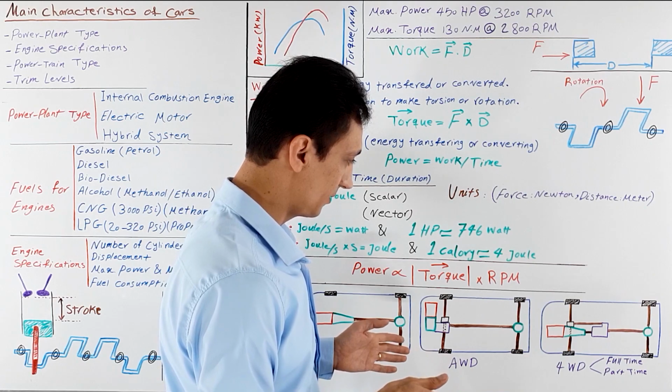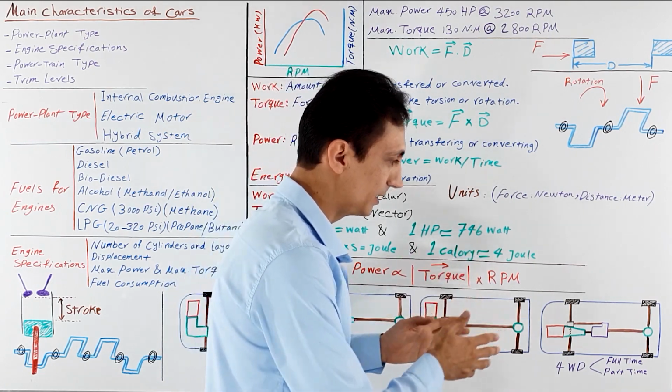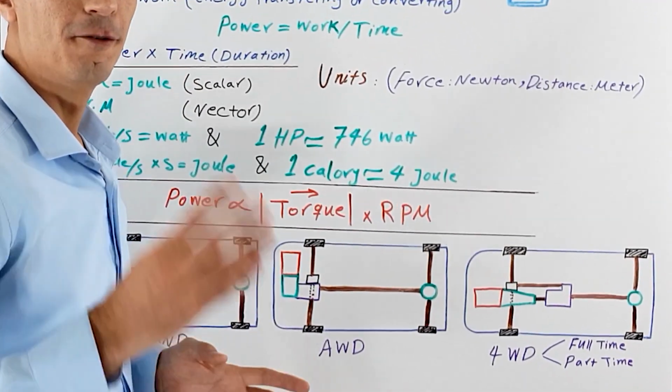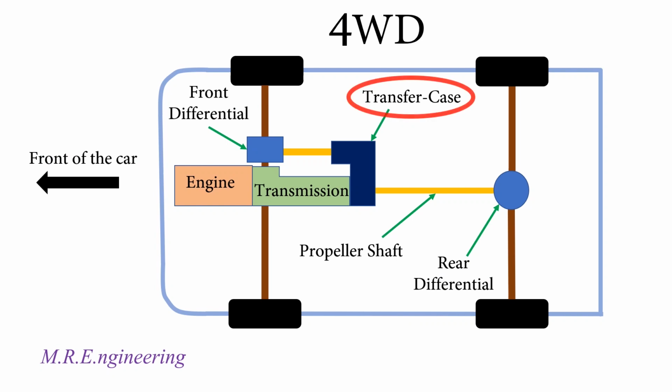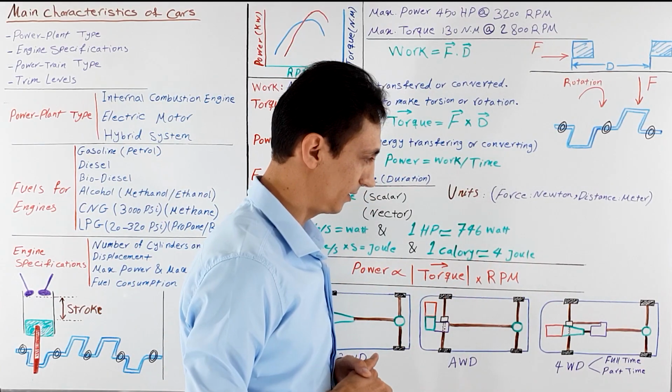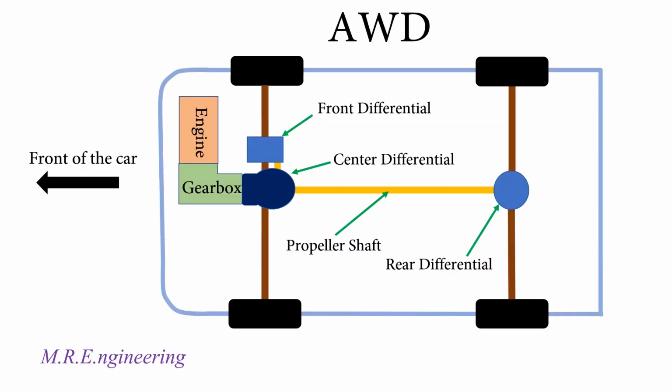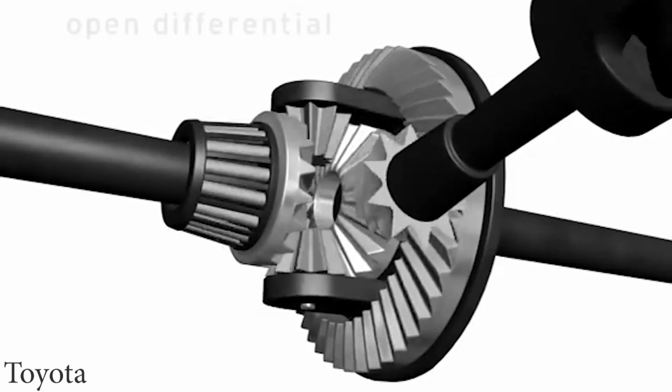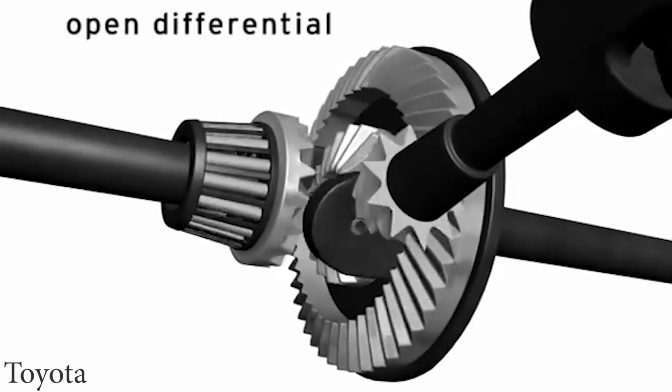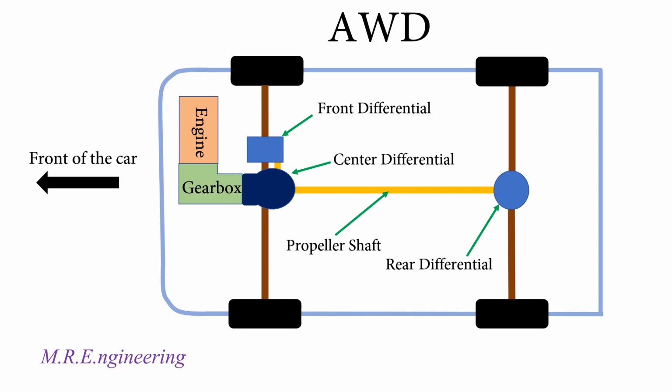But what is the difference between all-wheel drive and four-wheel drive system for a car with four wheels? The difference resides in a component called transfer case. I'll explain in the following. Early all-wheel drive systems were also called four-wheel drive cars, and they used a simple open center differential to distribute power between rear wheels and front wheels.